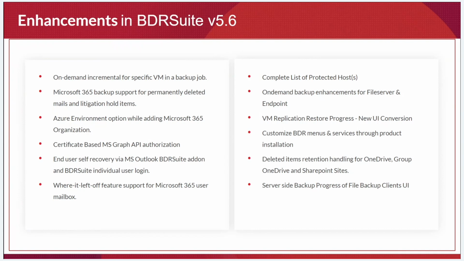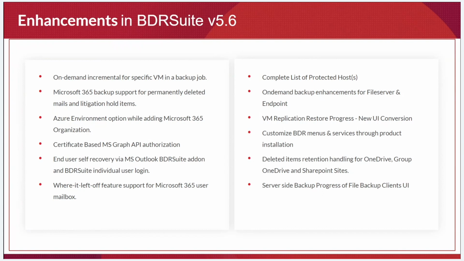And we have the deleted item retention that has been handled for OneDrive, Group OneDrive, and SharePoint sites as well in Microsoft 365. And the file backup client's UI can be seen from the server side as well. So you can see the backup progress. Even if you have configured a backup job from your file backup client, you can see the progress of the backup job from the server side as well. So literally these enhancements are more towards the centralization of the product. So the new features as well as enhancements in 5.6 are more towards centralization.